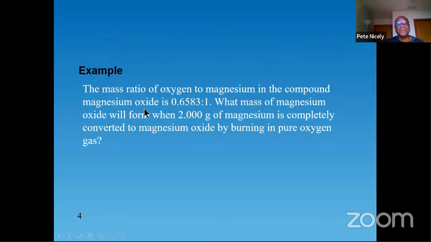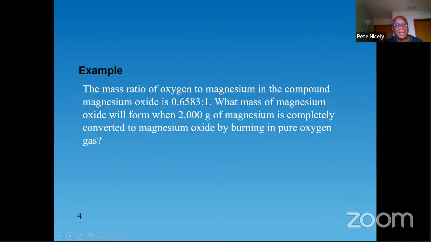Now that brings us to this example. So this question is dealing with a compound known as magnesium oxide, and it tells you that the mass ratio of oxygen to magnesium is this right here, 0.6583 to 1, right? So basically for every 1 gram of magnesium, you have 0.6583 grams of oxygen. So the question is asking, what mass of magnesium oxide will form when 2.00 grams of magnesium is completely converted to magnesium oxide by burning in pure oxygen?